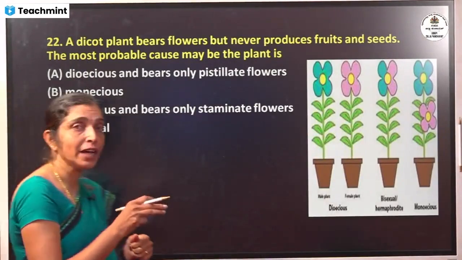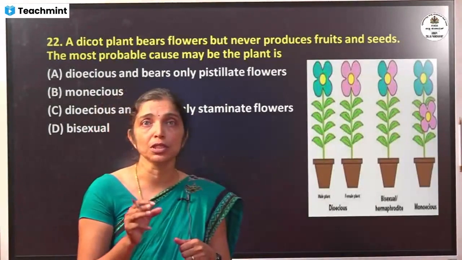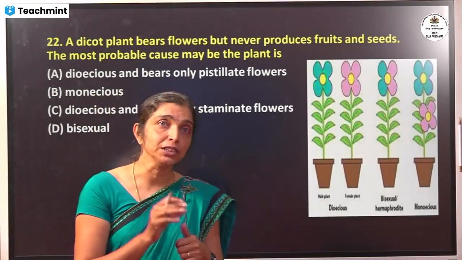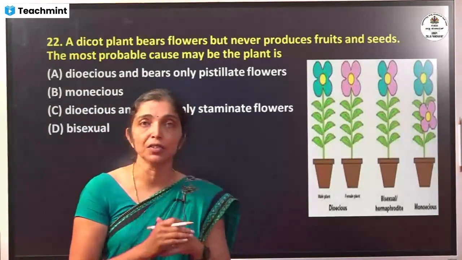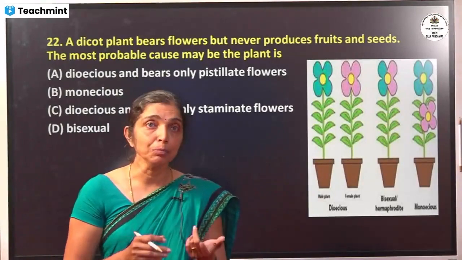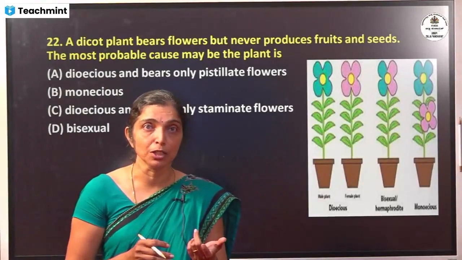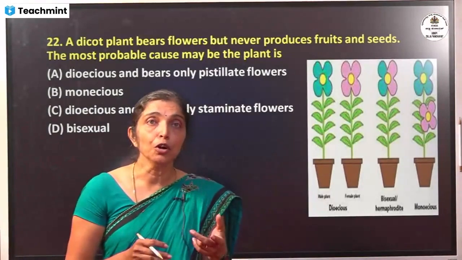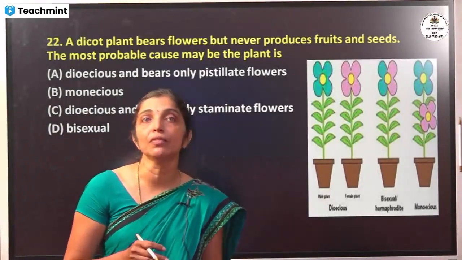It has flowers, but it is not producing fruits and seeds. Now, if it is a monoecious plant, wherein both the male and female flowers are there, it can produce, because pollination can take place over there. So it can produce the fruits over there, isn't it? Because female flower is also there.